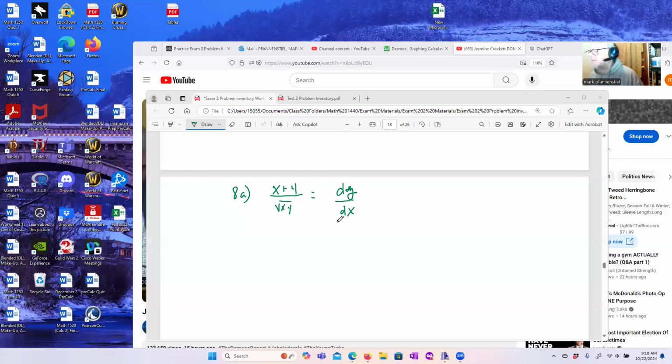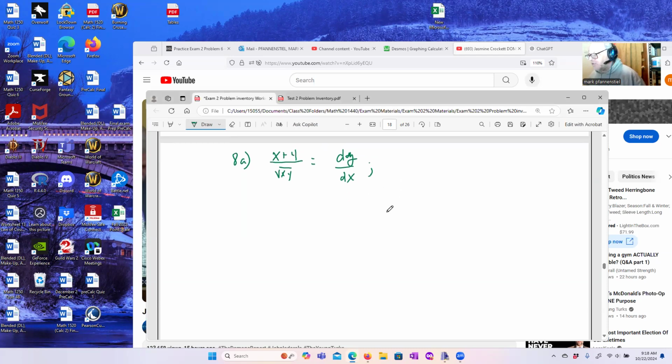We are working on problem 8a, which is a separable differential equation. We have (x + 4) divided by the square root of xy is equal to dy/dx. Okay, so this problem is pretty much, do you understand your exponent rules, really? That's what this problem really is.